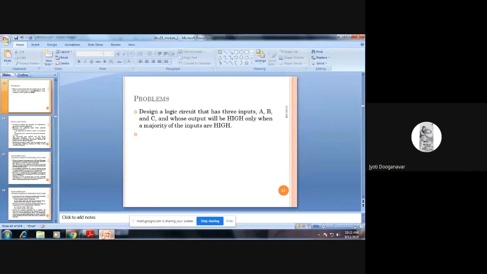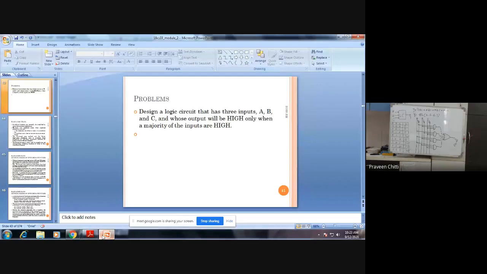Anybody know? By applying laws of Boolean algebra. Yes, exactly. The basic method of simplification is by using laws of Boolean algebra, Boolean identities, and theorems, and we can simplify the given Boolean equation.